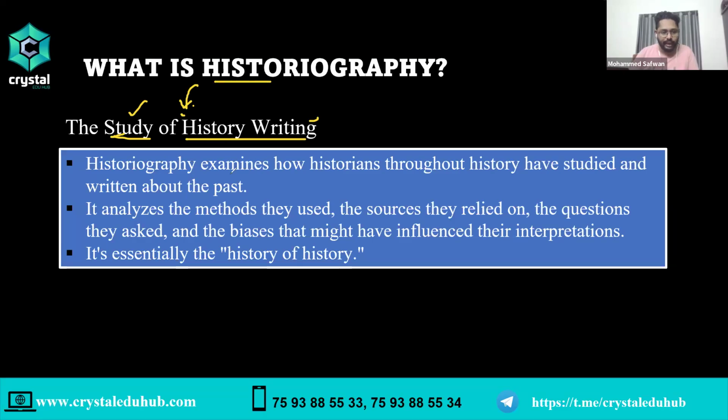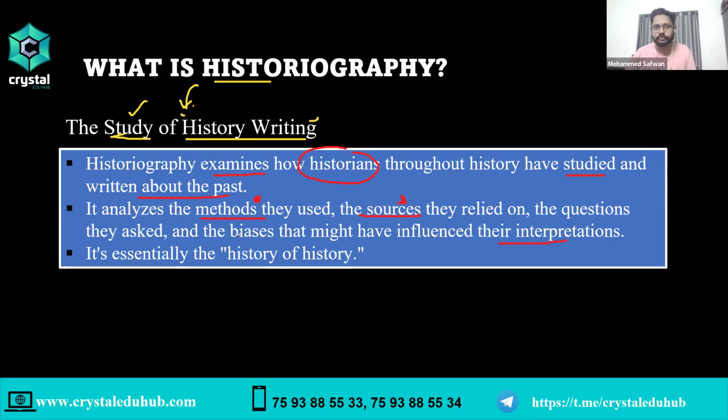And what's the significance? Historiography examines how historians throughout history have studied and written about the past. So through historiography, we are going to understand how one historian writes about historical things. Similarly, it analyzes the different methods they use. If I am going to write about the Indus Valley civilization, definitely there are no literary sources available, but we depend on major seals and pottery. By interpreting certain things from there, we understand. So there we have different methods and depend on many sources, and that will influence interpretation.